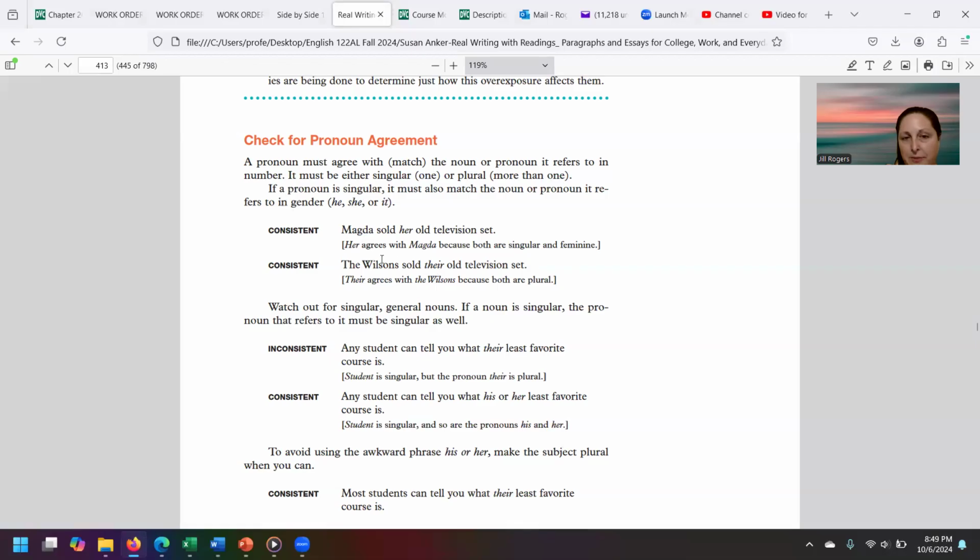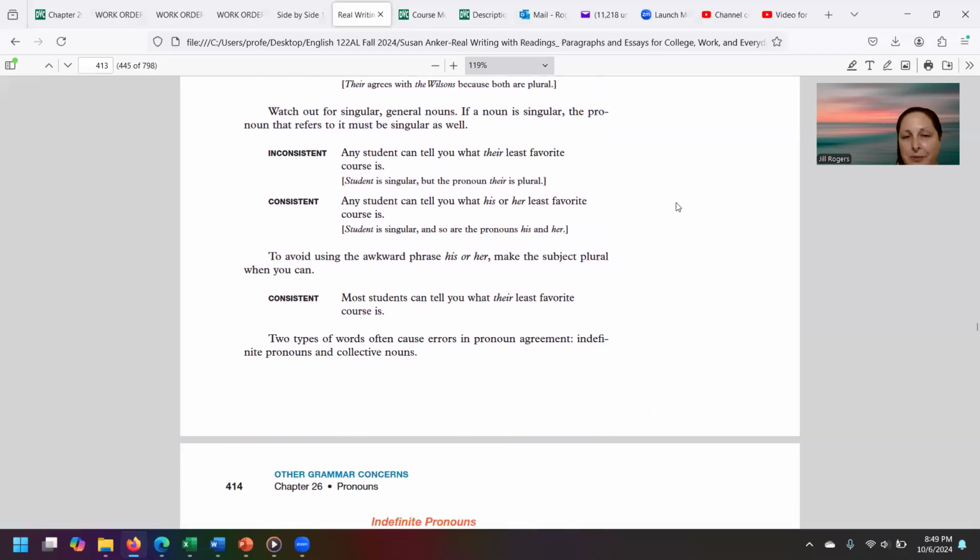This is singular, singular, plural, plural. Singular, plural: inconsistent. It should be singular, singular, or plural, plural. Okay? And again, I just want to say it one more time. This one is the most common error: when someone has a singular subject, but then puts the plural pronoun, and it's particularly with the their pronoun.